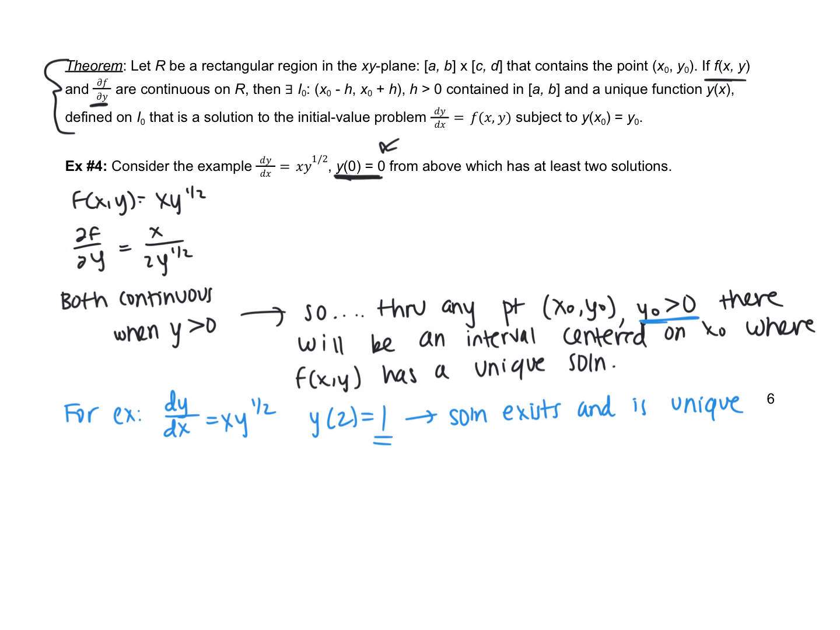Okay, an important note with that. We do not know, though, the size of the interval on which the solution is unique. So we don't know the size of the interval on which the solution is unique, just that it exists.